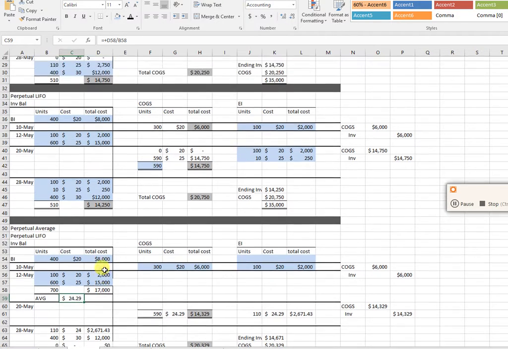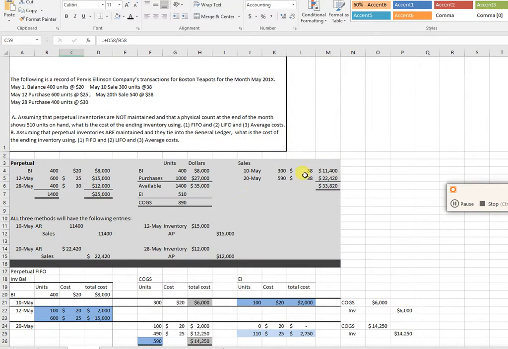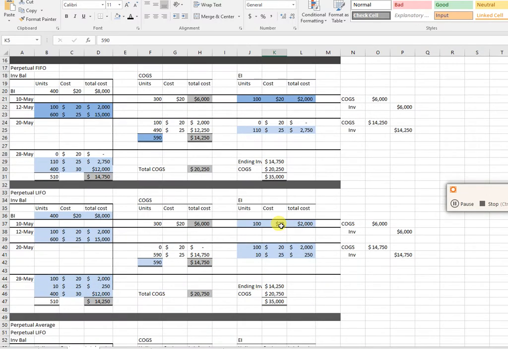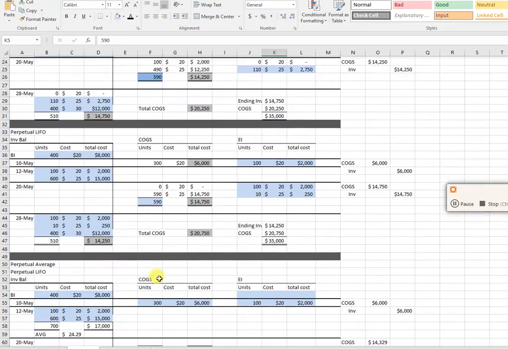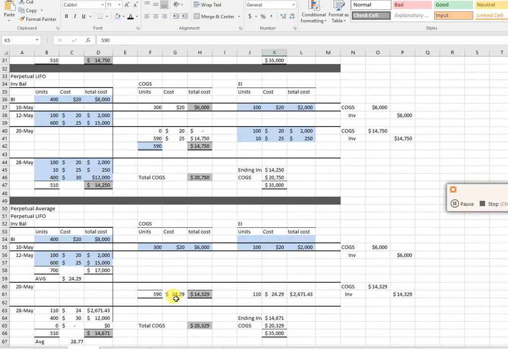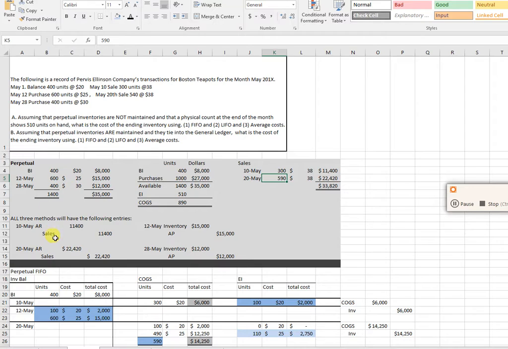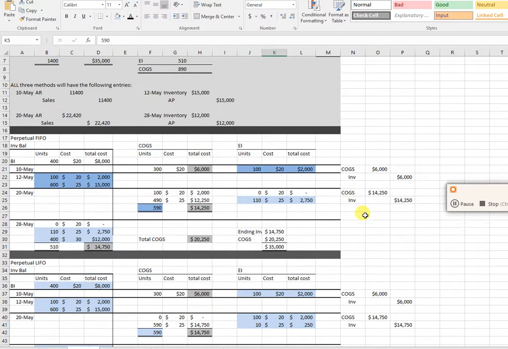So my next date, I sold 590 at 24.29. I had 700. 700 minus 590, I get 110 left at 24.29. So I debit cost of goods sold, credit inventory for 14. So notice I have an entry on every sale date for accounts receivable and sales, and cost of goods sold and inventory.